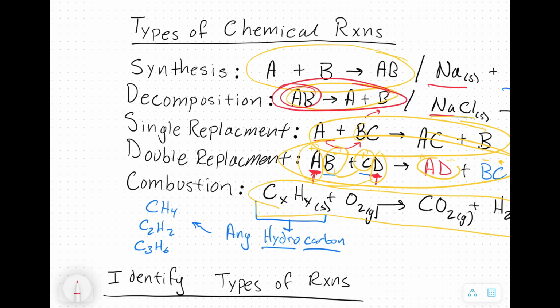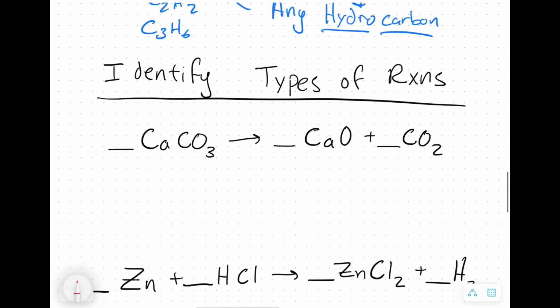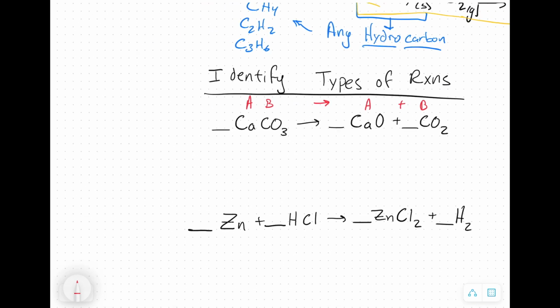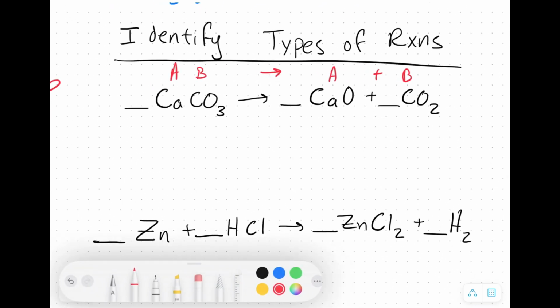I start with that group AB, after the reaction, I have two different groups. So like this would be AB, that would be A, that would be B. So I know that this is going to be decomposition. Decomp. Now let's try to balance this reaction.